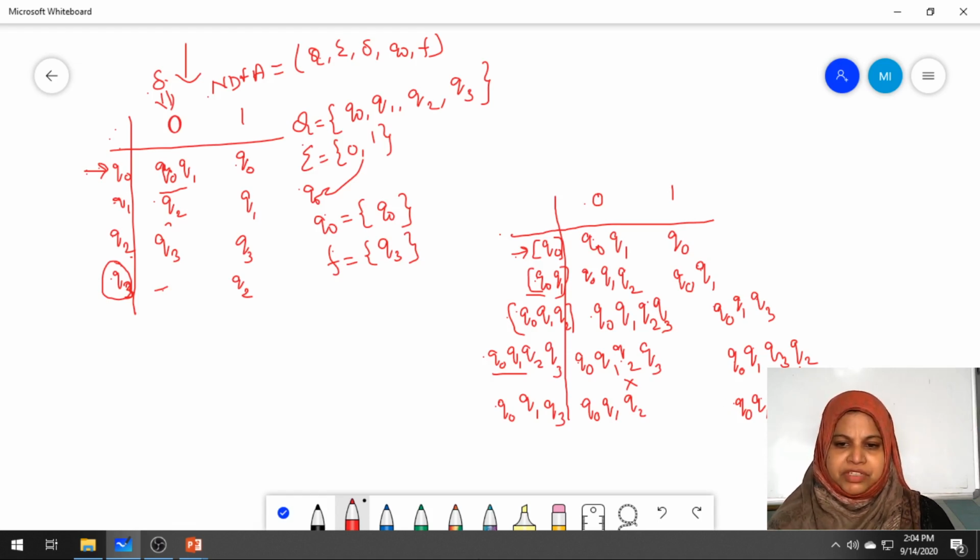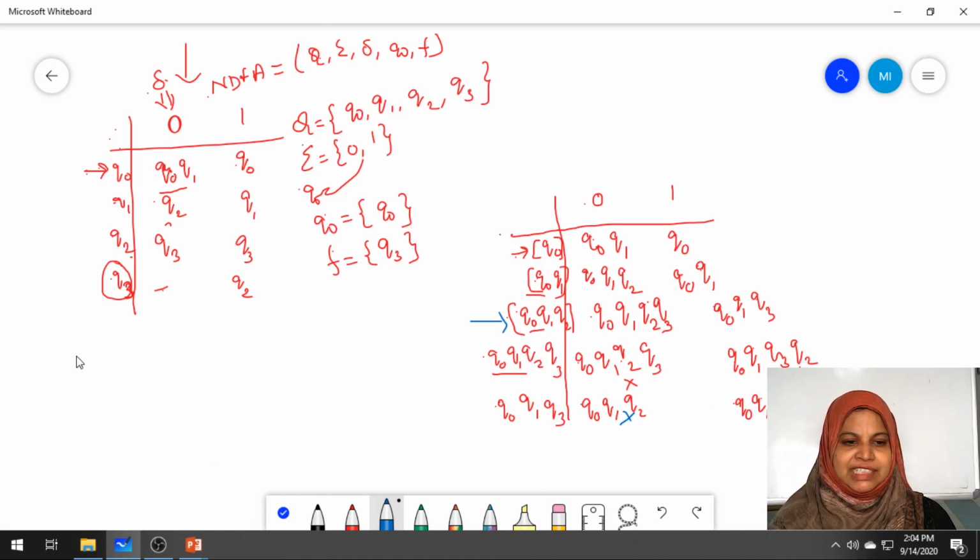Now, check for a new state, q0, q1, q2. Is there any new state here? q0, q1, q2 is already there. So, this is not a new state. No need to write the transition for this, as we have already written the transition for q0, q1, q2. Again, here also q0, q1, q2 is there, so this is also not a new state. Here we are not getting any new state, so we have to stop the process.